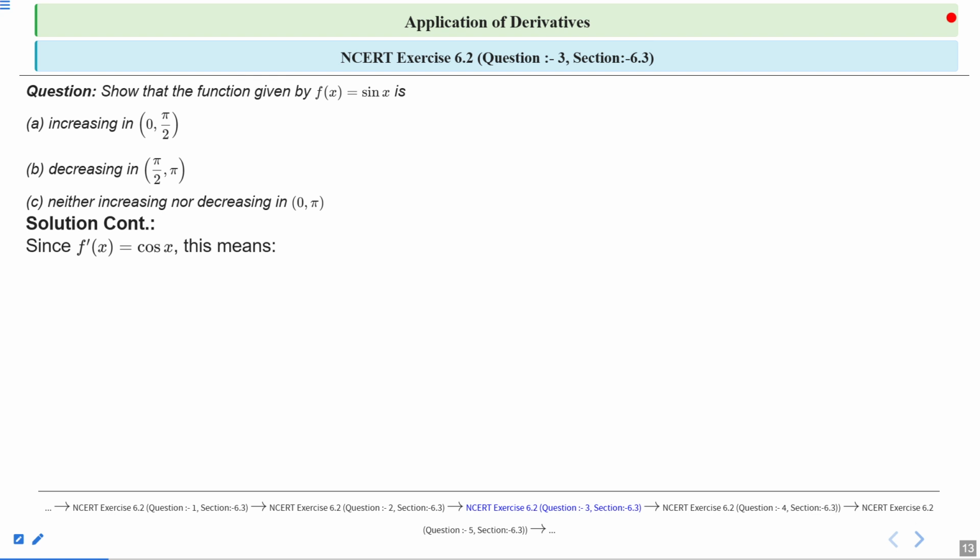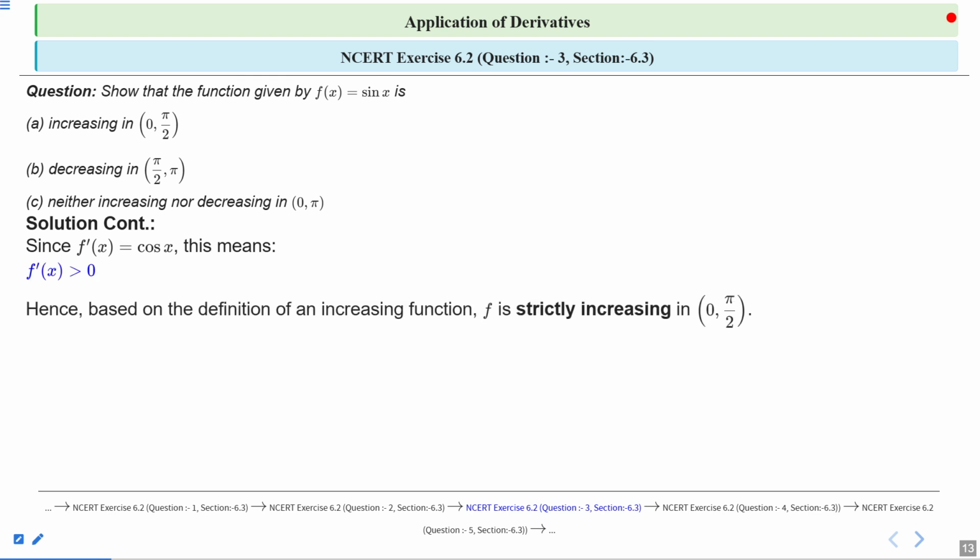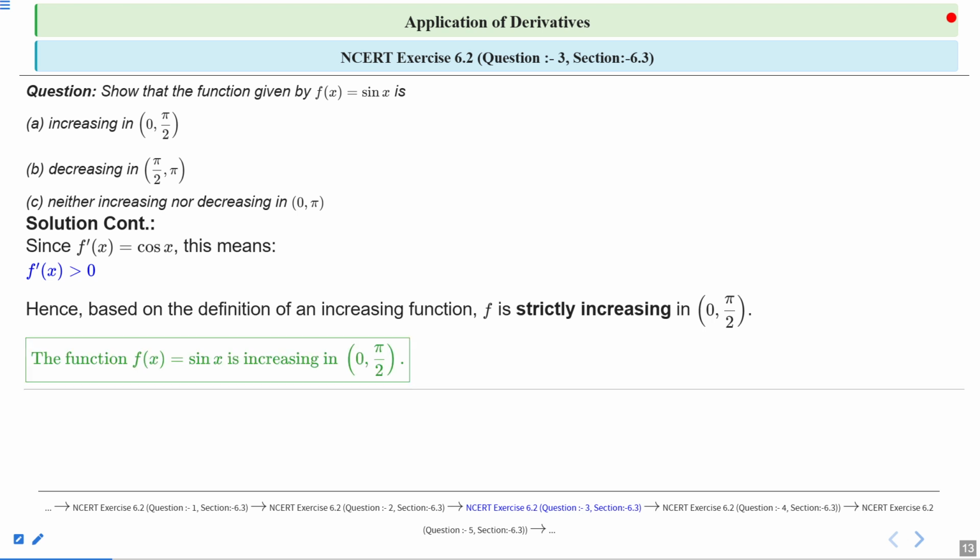Since f dash x is equal to cos x, this means f dash x is greater than 0. Hence, based on the definition of an increasing function, f is strictly increasing in 0 to pi by 2. Hence, the function f(x) equal to sin x is increasing in 0 to pi by 2, because we have proved that f dash x is greater than 0 in 0 to pi by 2.